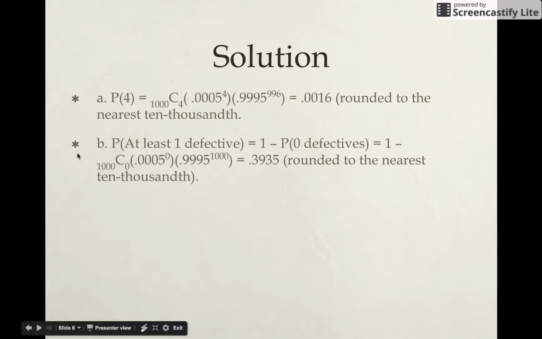Well, the probability of 0 defectives using the binomial probability formula is calculated as 1,000 choose 0 defectives multiplied by 0.0005 to the 0th power, times 0.9995 to the 1,000th power. That product turns out to be 0.3935, rounded to the nearest ten-thousandth.